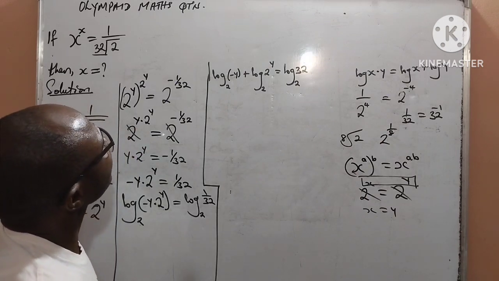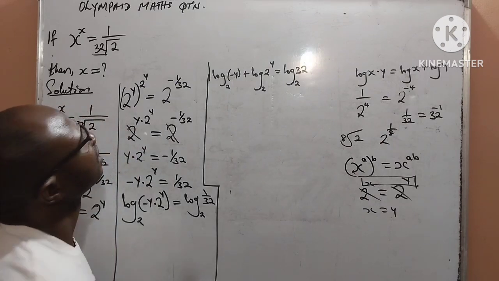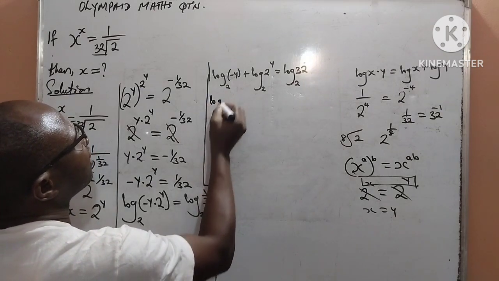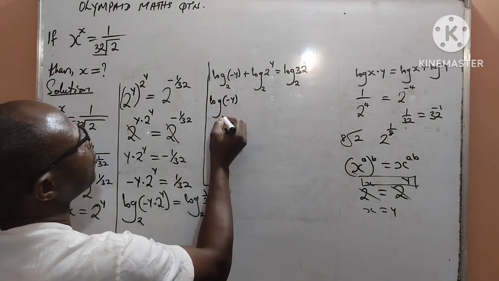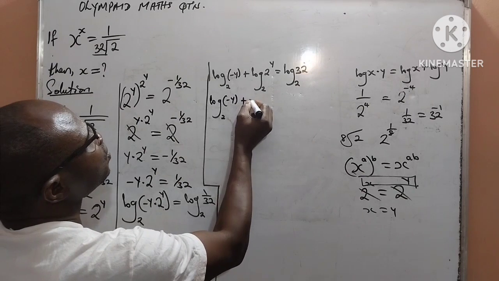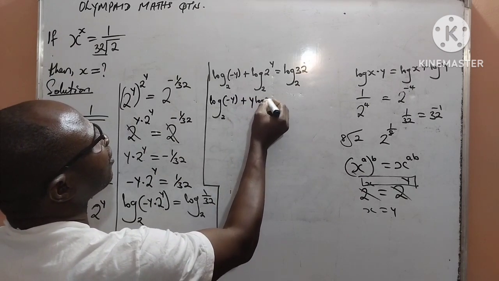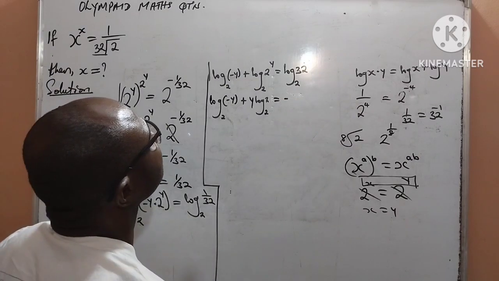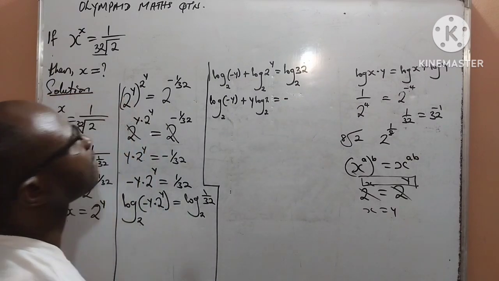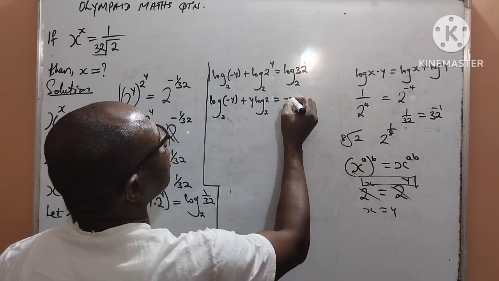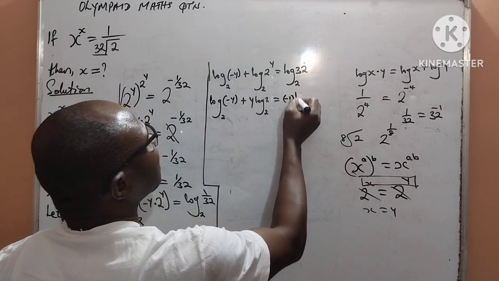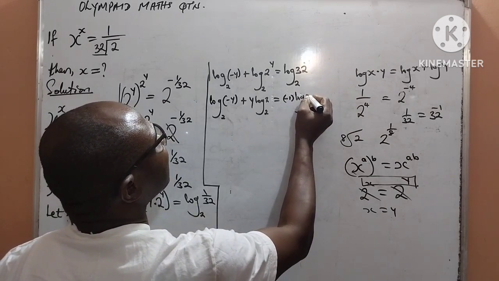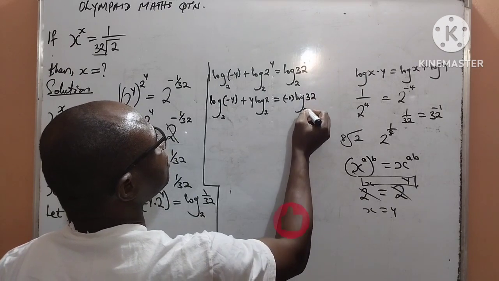So 1 over 32 now is written as logarithm of 32 to the power of negative 1. Beautiful. At this point, I now have the logarithm of negative y to base 2 plus y, the logarithm of 2 to base 2, equal to negative 1 multiplied by the logarithm of 32 base 2.